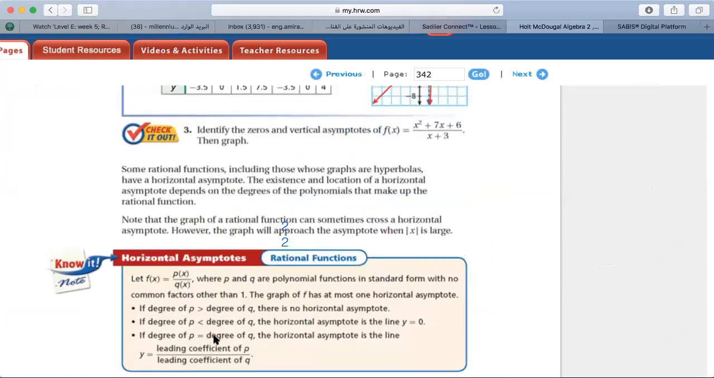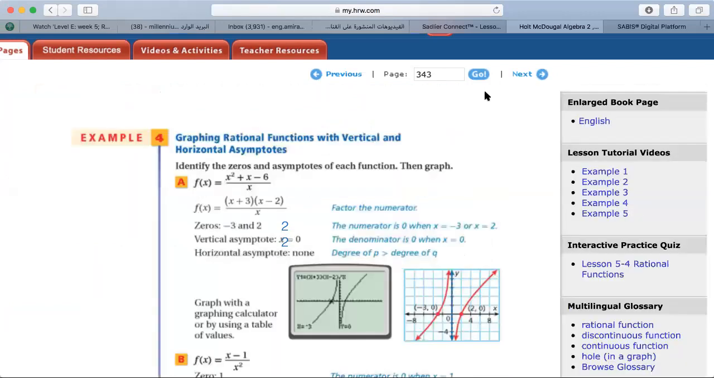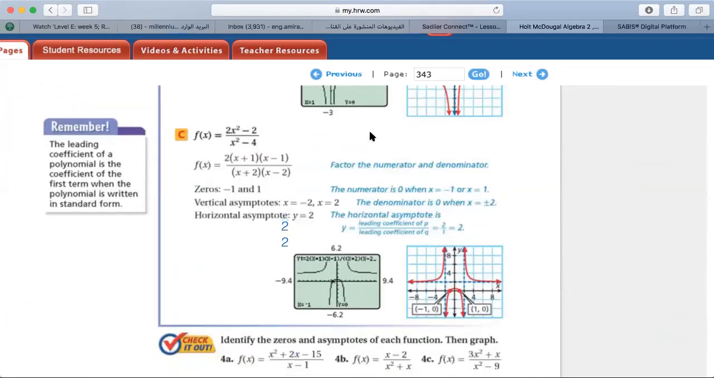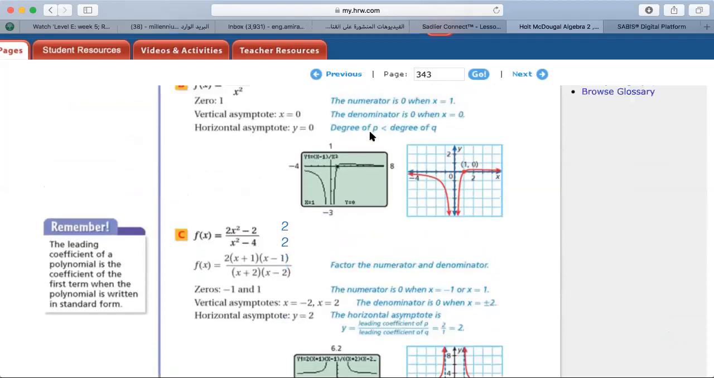If the degree of P is equal to the degree of Q, the horizontal asymptote is the line where y is equal to the leading coefficient of P over the leading coefficient of Q. If you remember, the leading coefficient is the coefficient of the highest exponent. Here the leading coefficient is 2, and here the leading coefficient is 1.